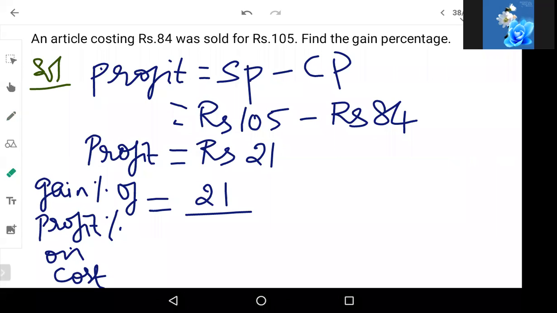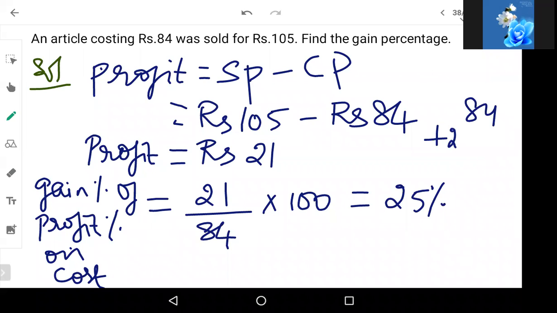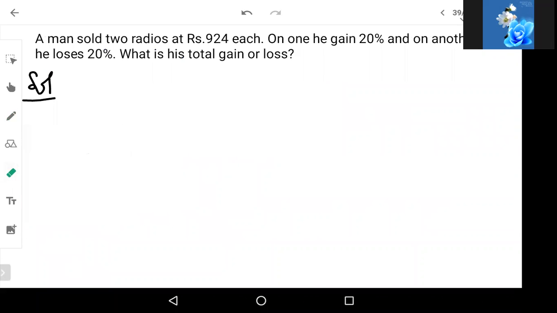Fine. So 21 divided by what is the cost price? 84 into 100 because we want percentage. Now the percentage here will be 25%. So on 84, if I add 25% profit, I will get the selling price. Okay. So we have got the gain percentage here. Did you all understand? Everybody understood? Is it clear? Good. Now moving on to the next question.